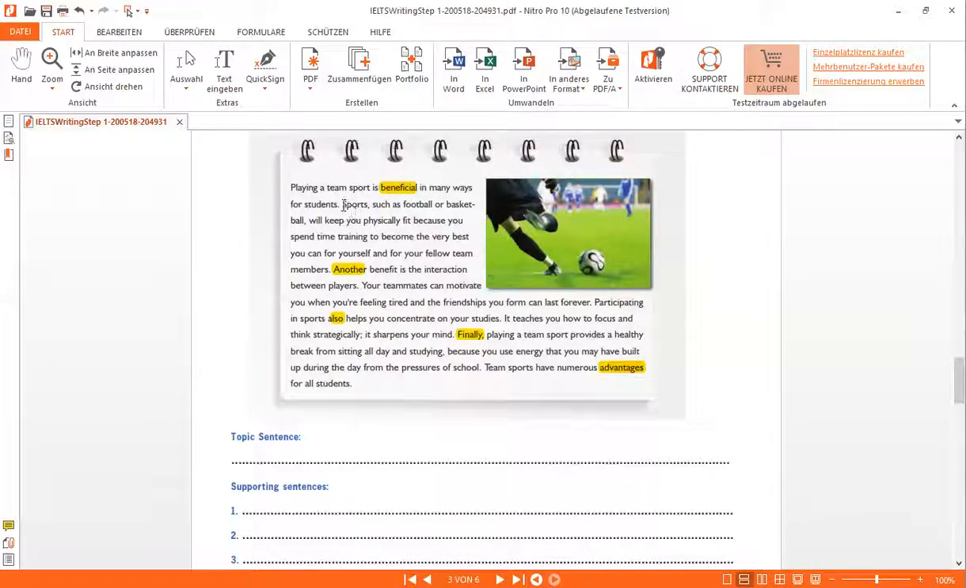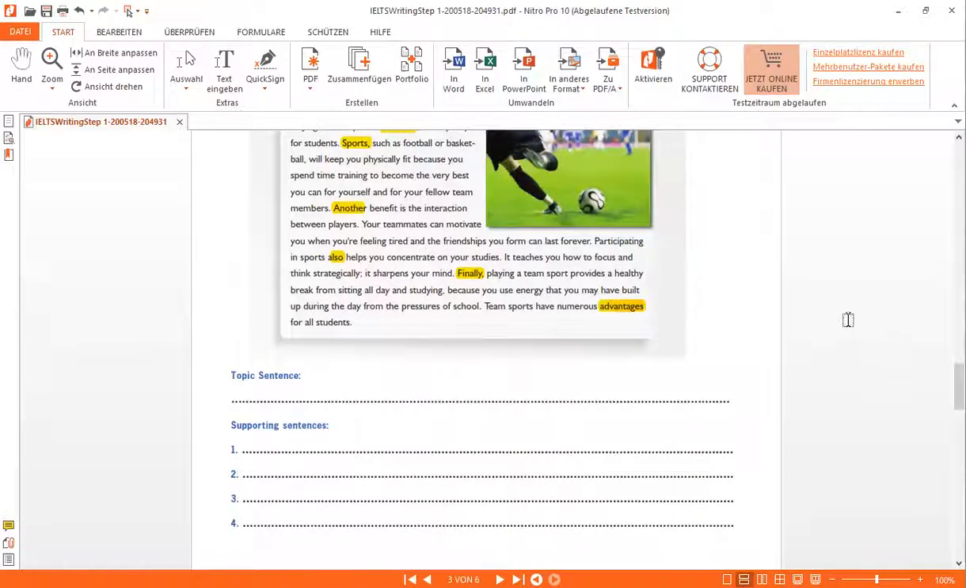So here, the author goes on to mention the first point, of course, without using the sequencer "firstly," but I would encourage you, before you write the first supporting sentence, to use a sequencer like "first of all," or "to begin with," or something in that direction. Your second supporting sentence should have another sequencer or reinforcer. In this case, you've got "another." And then for your third supporting sentence, you've got the reinforcer "also." And then finally, a sequencer for the final supporting sentence.